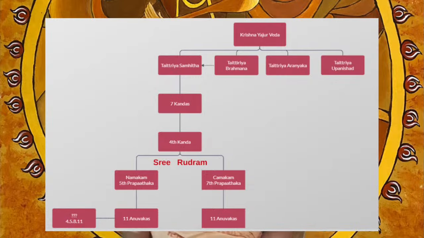Namakam consists of 11 anuvakas, paragraphs. Chamakam also consists of 11 anuvakas. I hope this is clear. The box that I have left to the left of Namakam, I will explain it at the ending of this conversation. I hope this is clear to everyone. I will close the slide.